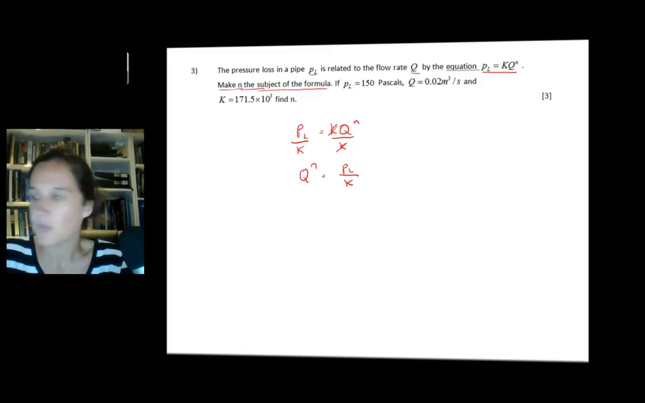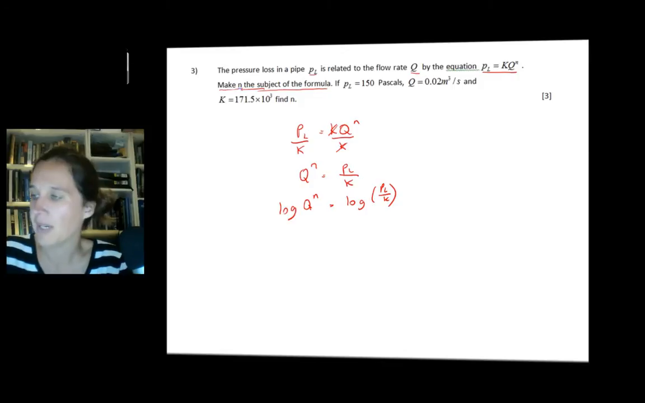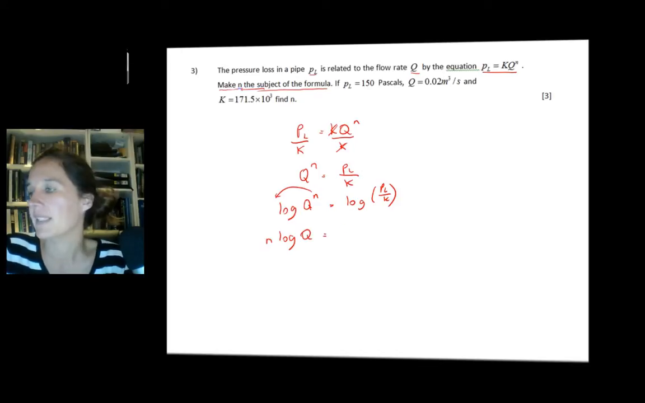So now what we're going to do, we've got here power of N. If we take our logs of both sides, log of Q to the power N is equal to our log of PL on K. Remembering with our powers it goes out the front. So we have N log of Q is equal to log of PL on K.